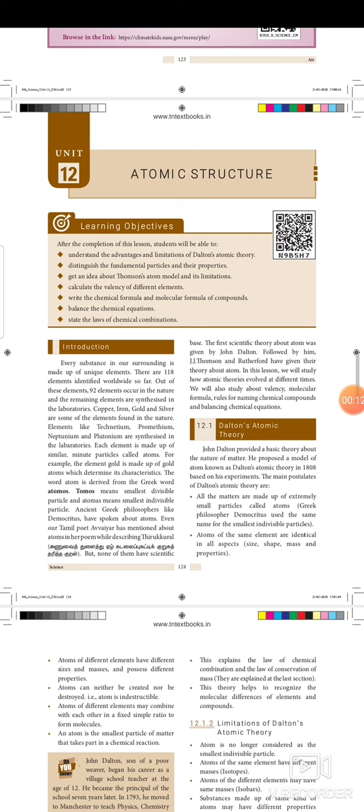Amen. Dear children, let's see the 12th lesson in chemistry, atomic structure. Let's enter into the lesson directly.